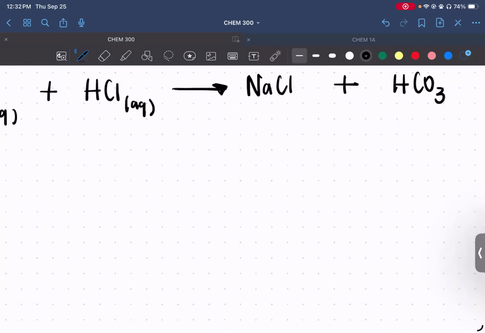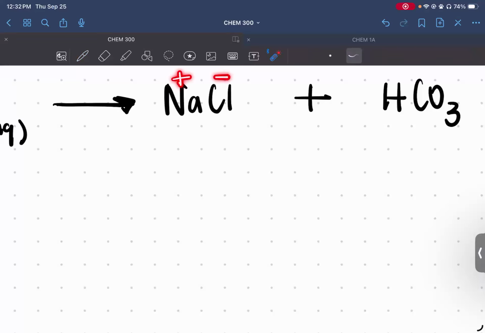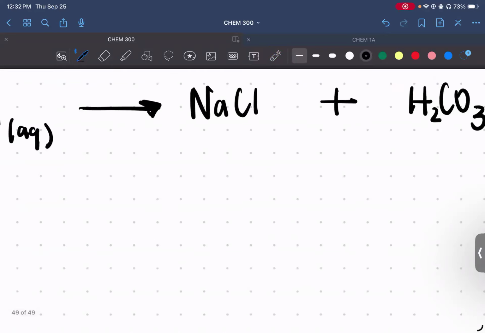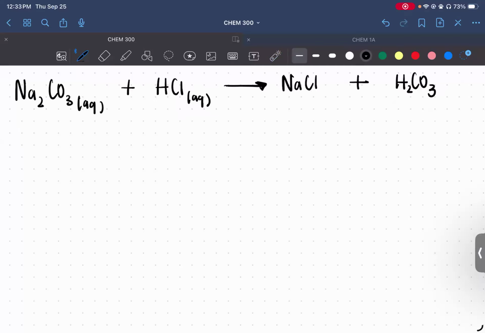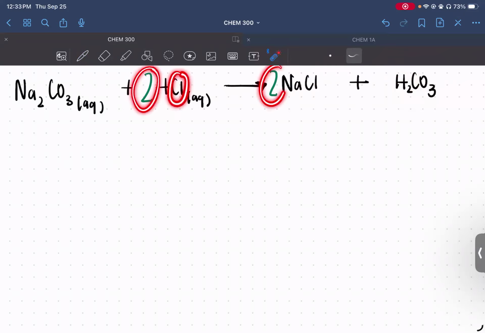Now I'm going to crisscross if needed. Sodium is +1, chlorine is -1, so that's fine. Hydrogen is +1, carbonate is -2. Okay, so just put a 2 right after the H. Now we're going to balance it. 2 sodium, 1 sodium. Let's put a 2 in front of it. 1 carbonate, 1 carbonate. 1 hydrogen, 2 hydrogens. Let's put a 2 in front of the HCl. 2 chlorines, 2 chlorines.